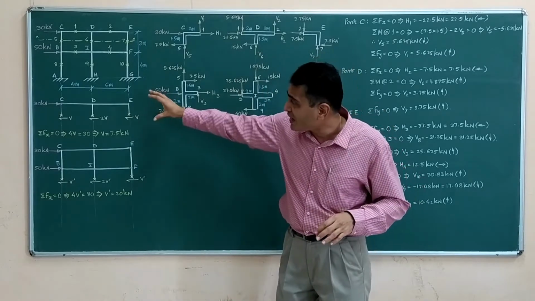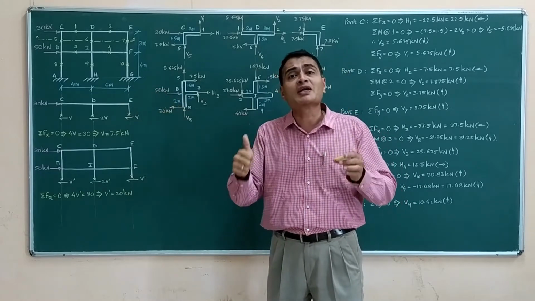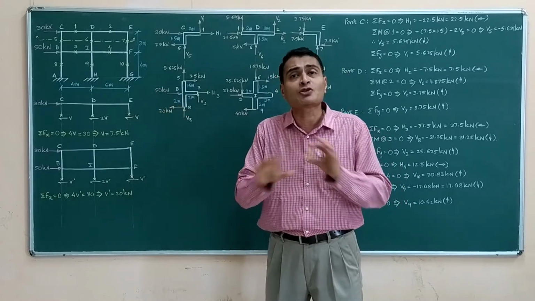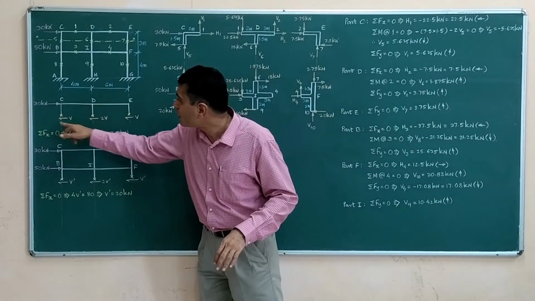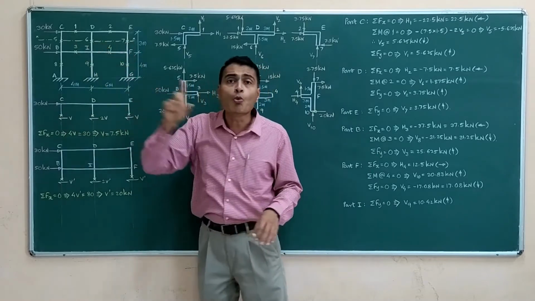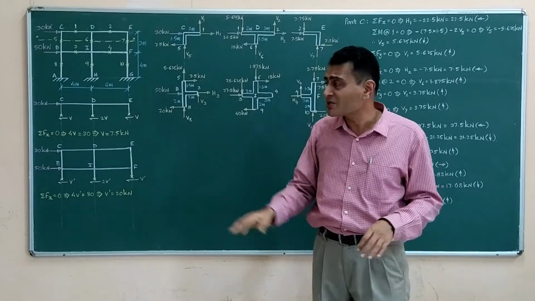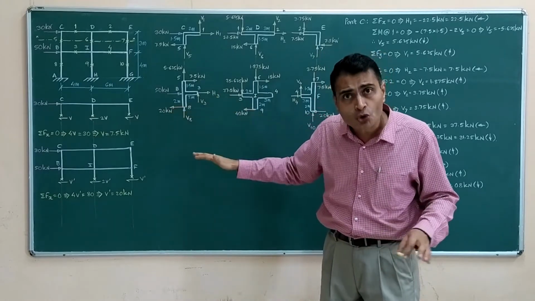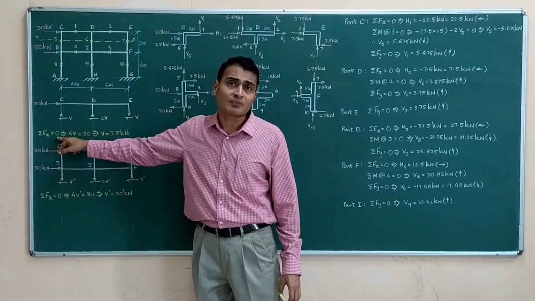So when I say my FBD is incomplete, I have not shown axial force, vertical axial force in the columns, that's all. There are no moments acting at 5 or 6 or 7. At these points, moments are 0. There are axial forces and shear forces. Shear forces we have shown, and we are applying sigma Fx equal to 0 equation.